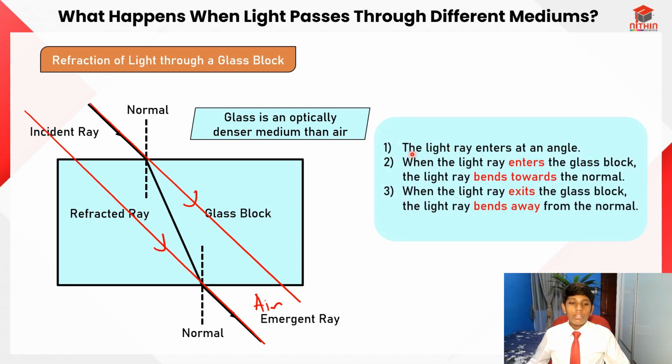Next, the light ray enters at an angle. When the light ray enters the glass block, the light ray bends towards the normal. When the light ray exits the glass block, the light ray bends away from the normal. So this is basically what I just said. Okay, next.